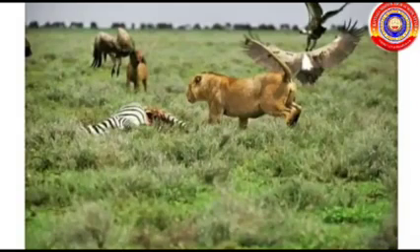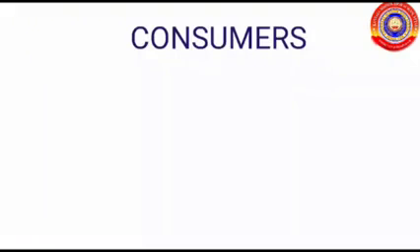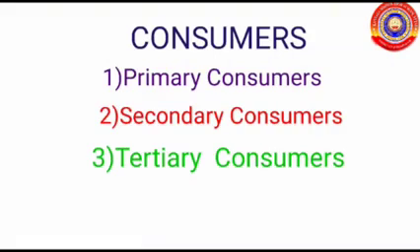First we mainly studied about consumers. The consumers are the organisms that depend on plants directly or indirectly for food. The consumers are mainly three types: primary consumers, secondary consumers, and tertiary consumers.